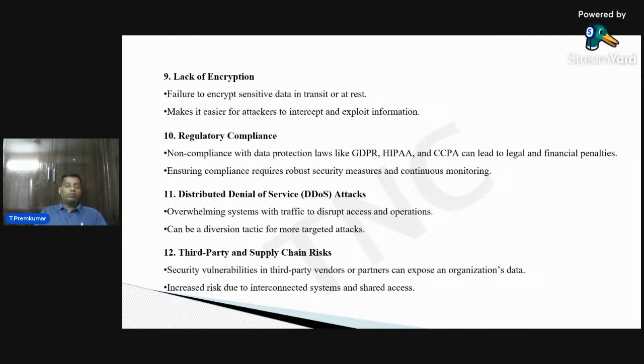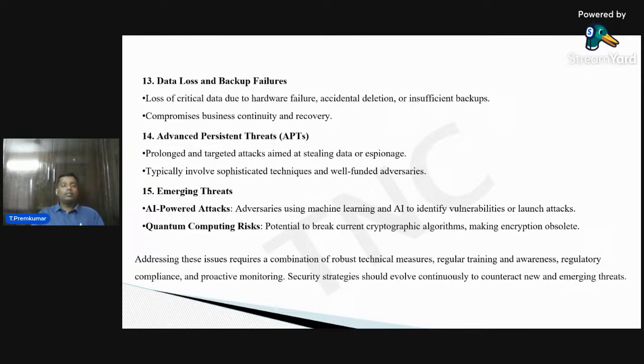Then the last one we have is third-party and supply chain risks. Security vulnerabilities in third-party vendors and partners can expose an organization's data. It increases the risk due to interconnected systems and shared access. Next, data loss and backup failure. It is also a major part of security issues. In the case of data security, the loss of critical data due to hardware failures, accidental deletions, or insufficient backups compromises business continuity as well as the recovery process.